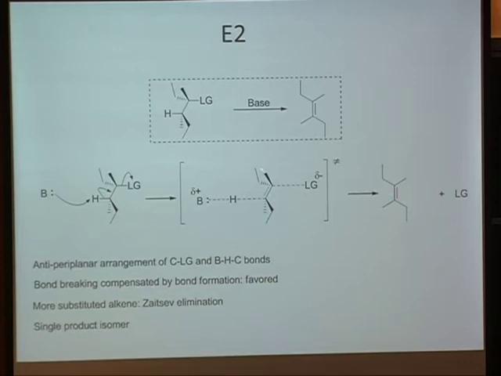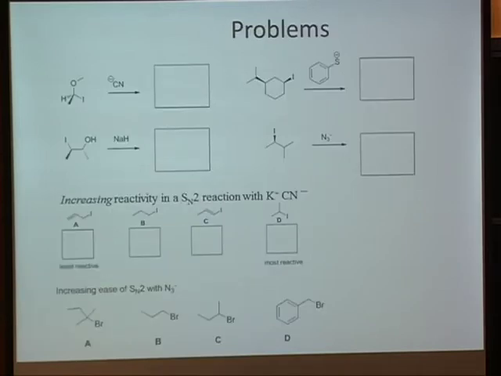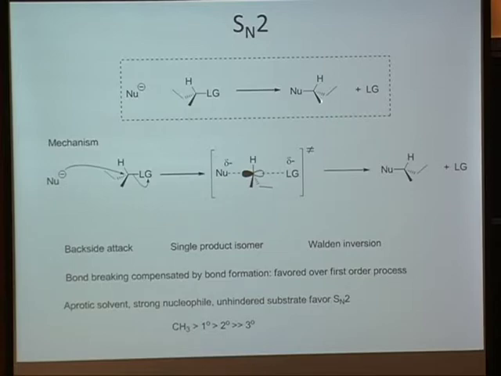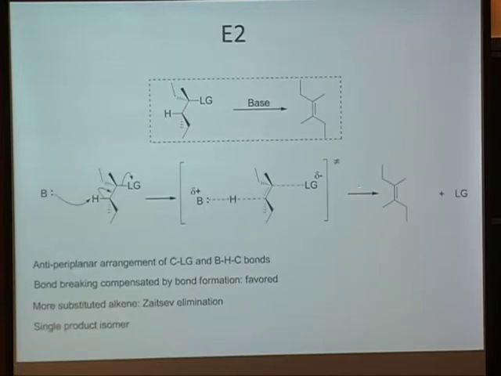It gives you the product. As you can see, once again, the product is a single product, right? So both for SN2 and E2, you get a single product, a single enantiomer, or single isomer, of the product. So first is this arrangement, which is anti-periplanar: the leaving group and the base, B-H, this bond, has to be at 180 degrees on the same plane, all right?